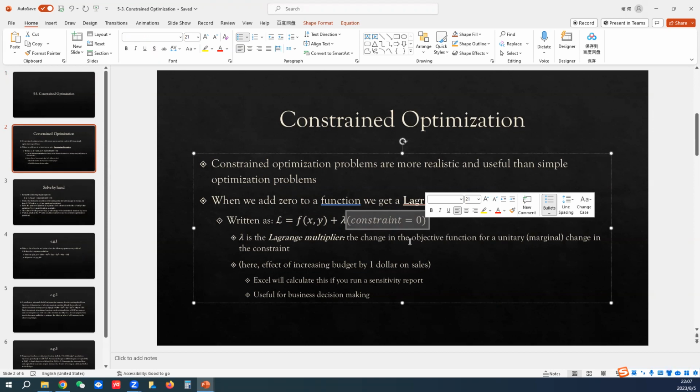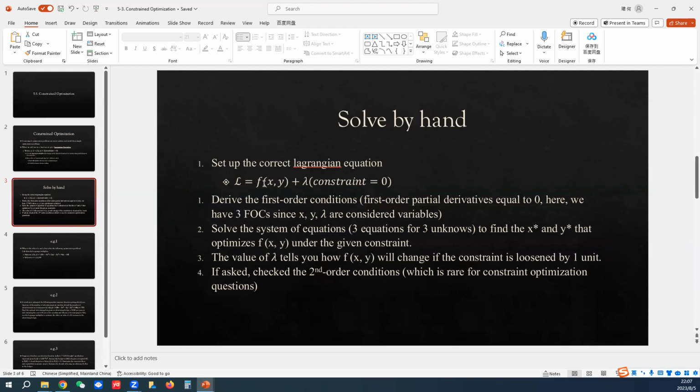So we're going to first demonstrate how to solve by hand and then do this through Excel. Okay, so how do we solve by hand? First, we set up the correct Lagrangian equation as mentioned above, and we derive the first order conditions like we did in 5-1. So here we are going to have 3 first order conditions because x, y, and lambda are all considered variables.